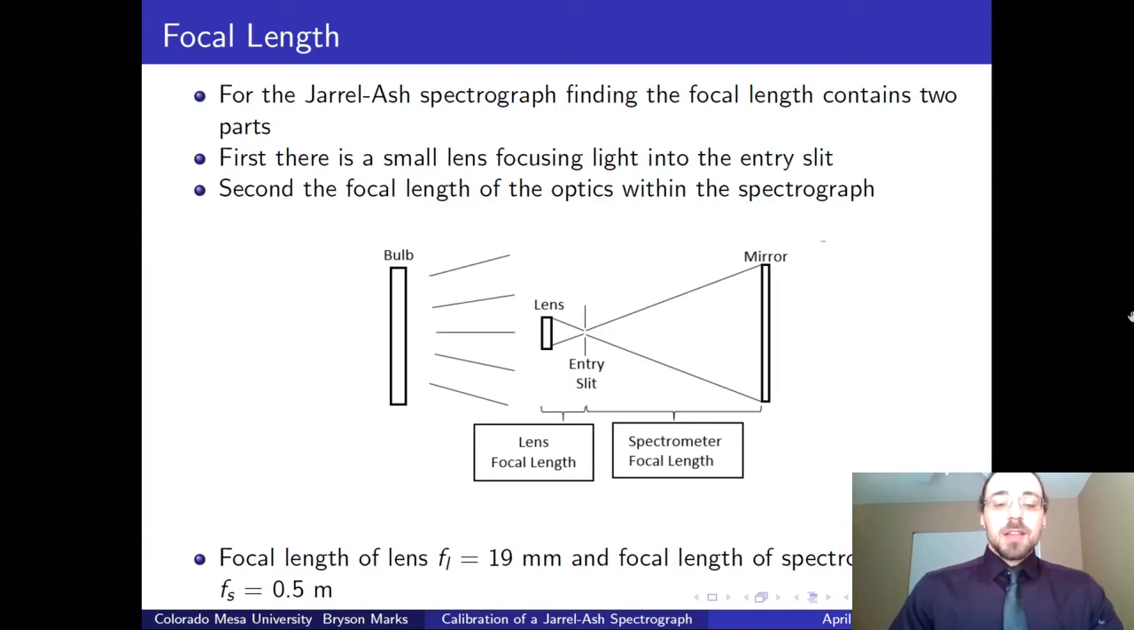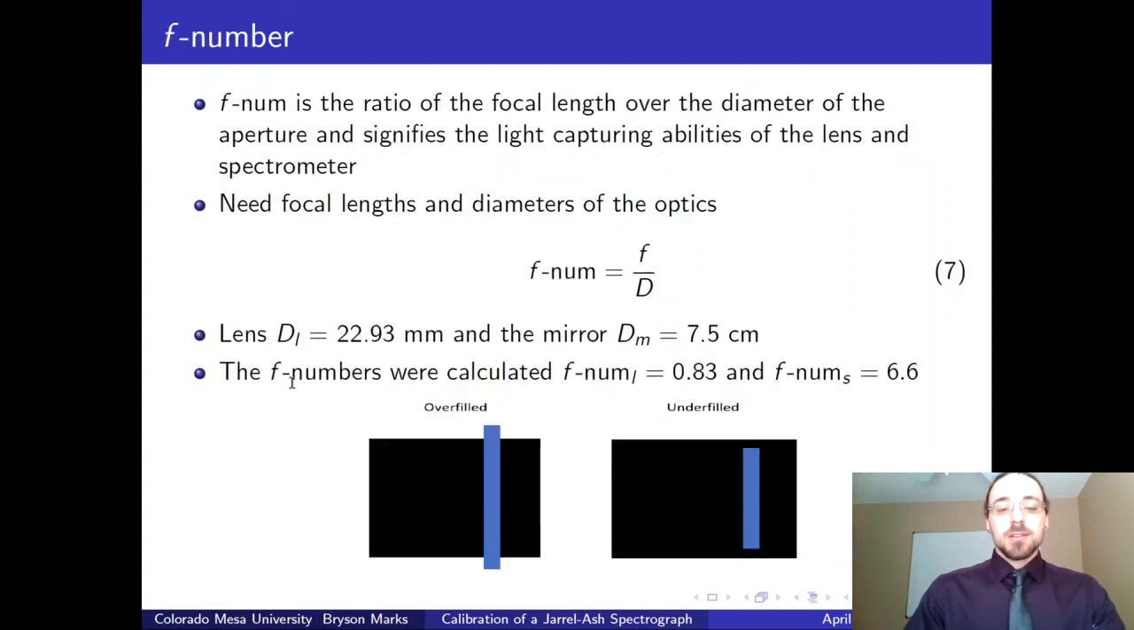Now for the focal length of the lens, I'm able to use the image distance of the lens. If you remember, the distance between the bulb and the lens is the object distance, and the distance between the lens and the entry slit is the image distance. Due to the bulb being significantly far away from the lens, I am able to use the image distance as the actual focal length of the lens. So I calculated the focal length of the lens to be 19 millimeters and the focal length of the spectrometer to be 0.5 meters. Now I can use these focal lengths to calculate something called the F number.